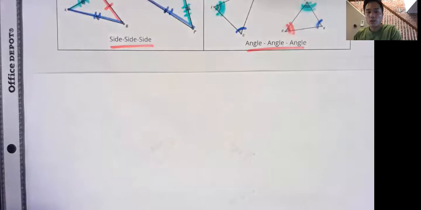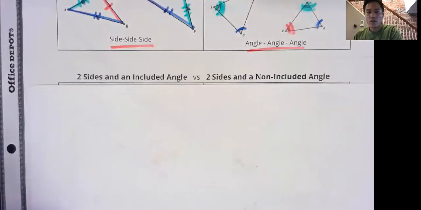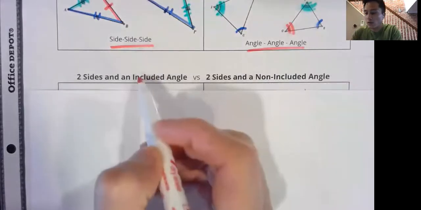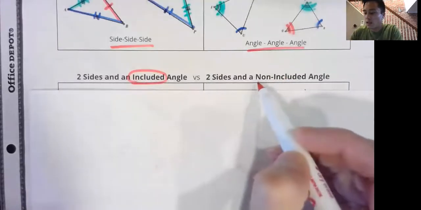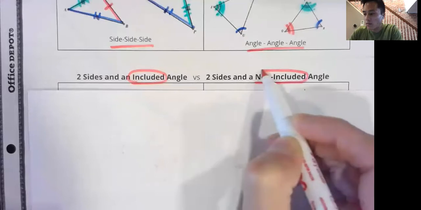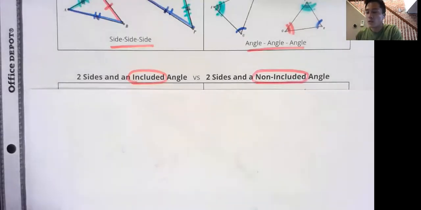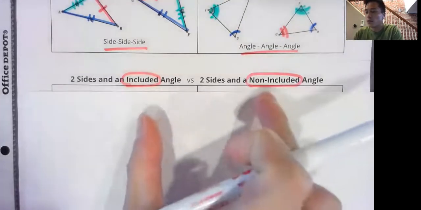Where it gets a little bit more tricky is if we have two sides and an included angle versus two sides and a non-included angle. And it's important to specify the difference between the two.